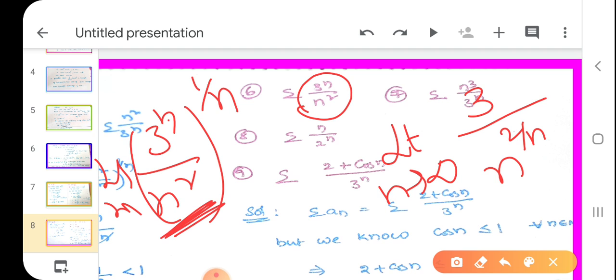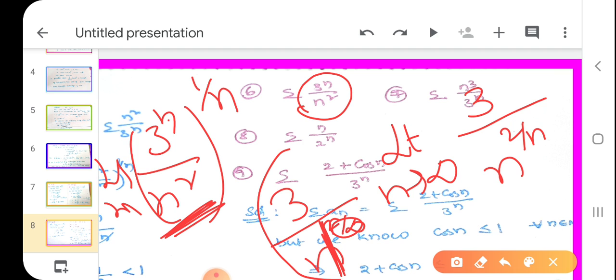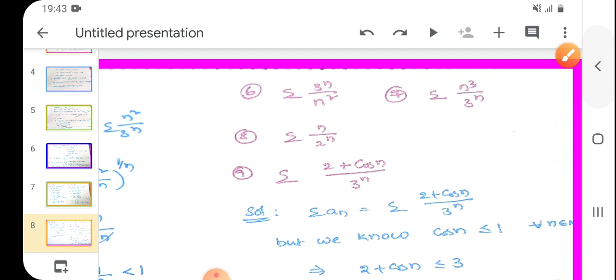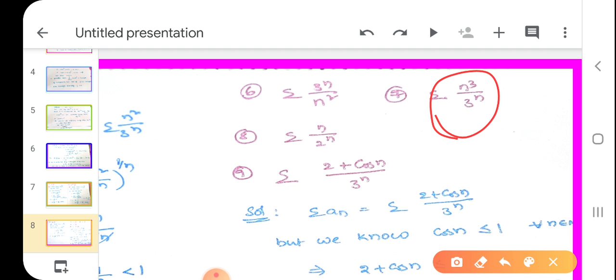First I put infinity in the denominator power: n power 2 by infinity. That means n power 0, that means 1. So the value of the limit is 3 by 1, that implies 3. Alpha equals 3, greater than 1. So the given series is divergent.